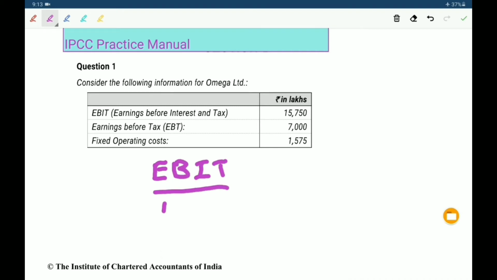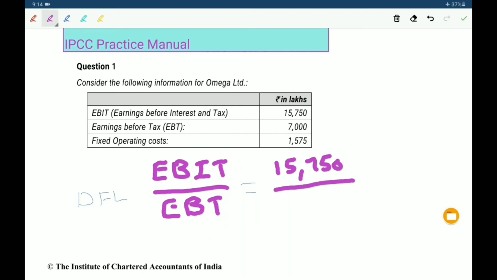by EBT. So this is the formula for degree of financial leverage. What is the EBIT amount? 15,750. EBT 7,000. Now we get 15,750 by 7,000 equal to 2.25. So this is the degree of financial leverage.